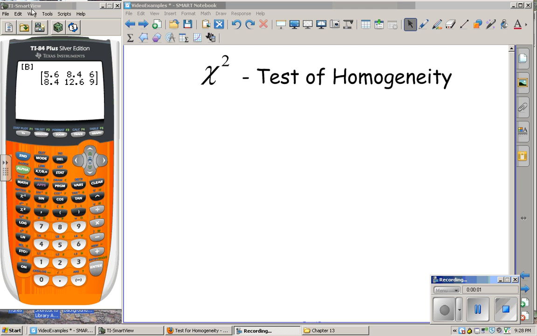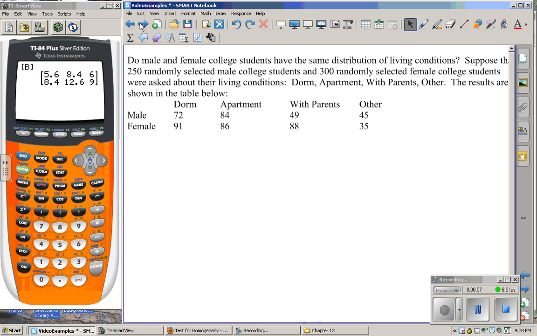Hello everyone, I'm going to show you how to do a chi-square test of homogeneity. Here's the example. Do male and female college students have the same distribution of living conditions? Suppose that 250 randomly selected male college students and 300 randomly selected female college students were asked about their living conditions. Dorm, apartment, living with parents, or other. And the results are shown in the table below.